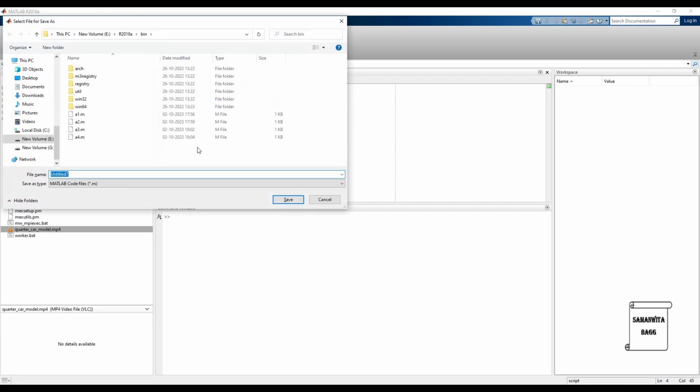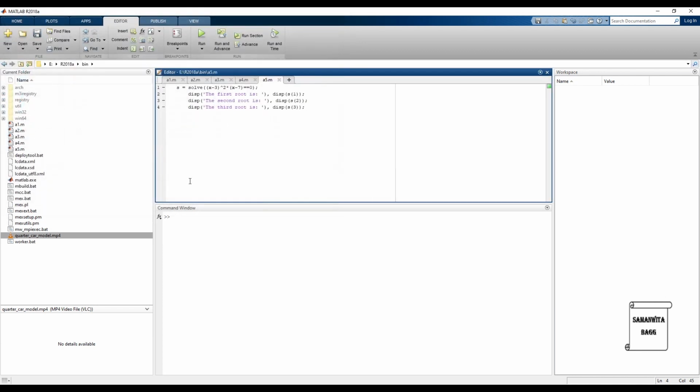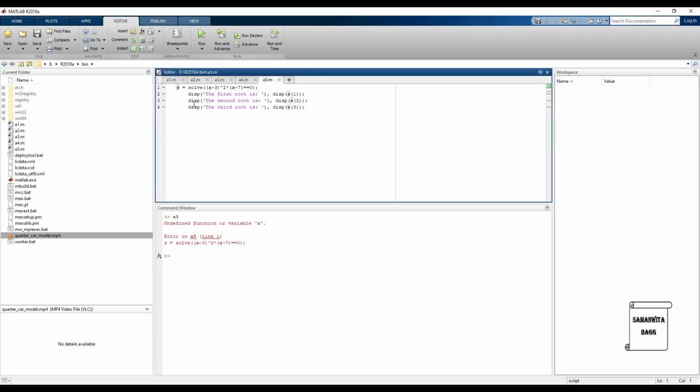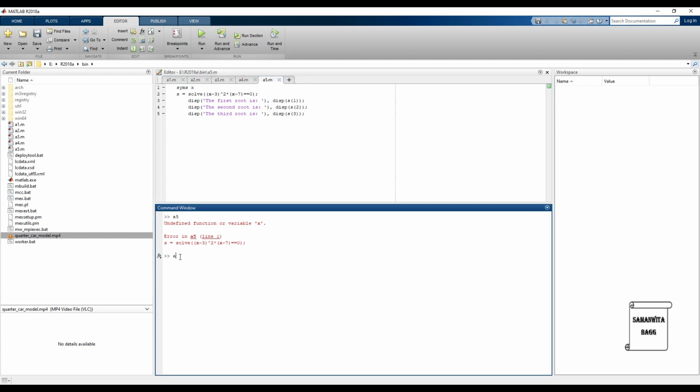I'll save this as A5. This is still giving the error that x is not defined. So I'll define it and I'll solve A5. The first root is 3, second root is 3, and the third root is 7 for this equation.